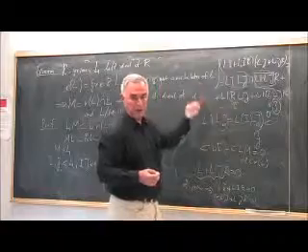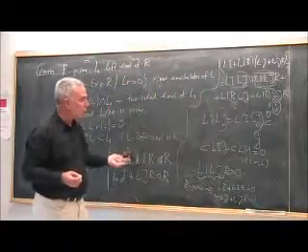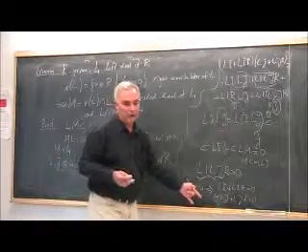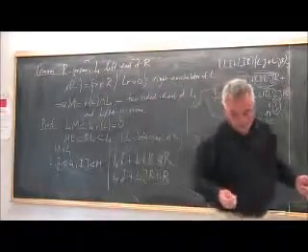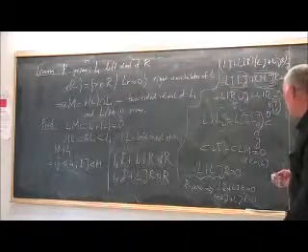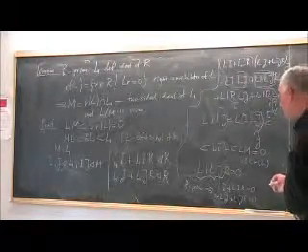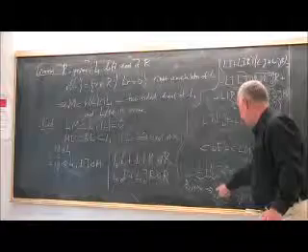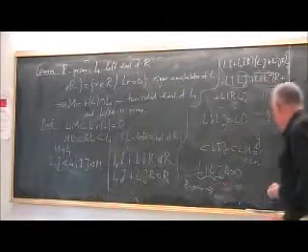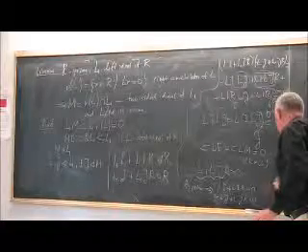So the conclusion is that one of these ideals is 0. So this implies that, for example, Li equals 0.